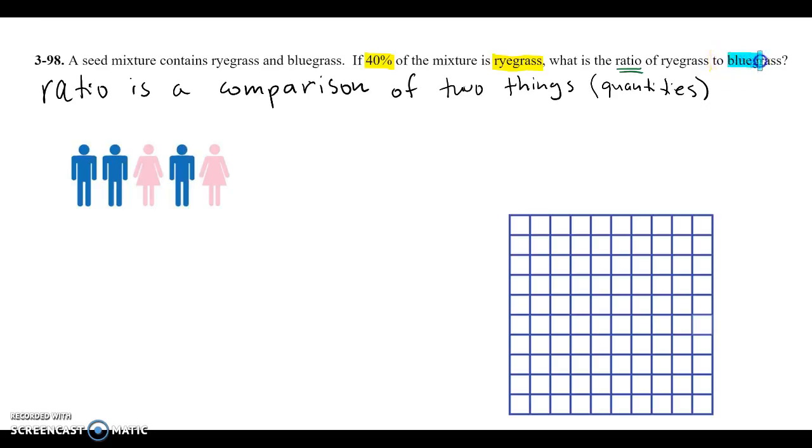Let's do the bluegrass and blue, huh? What do you think about that, huh? How about them apples? All right.